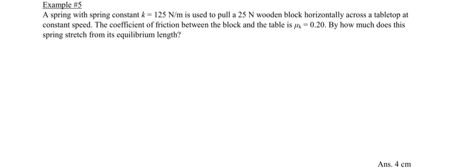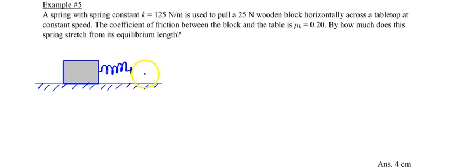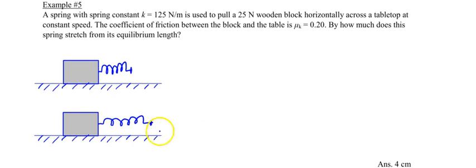We have a spring with a spring constant of 125 newtons per meter, and it's used to pull a 25 Newton wooden block horizontally across a tabletop at constant speed. So let's draw a picture if we can. Let's say this is the spring attached to the block and it's not moving at all. Then we apply a force to it, and it moves to the right at constant velocity. So now the block is being pulled to the right by a force F. Let's draw this hand pulling it to the right, moving at a constant velocity to the right.